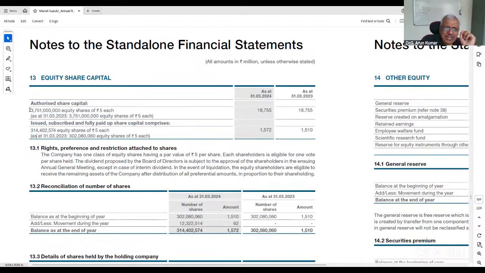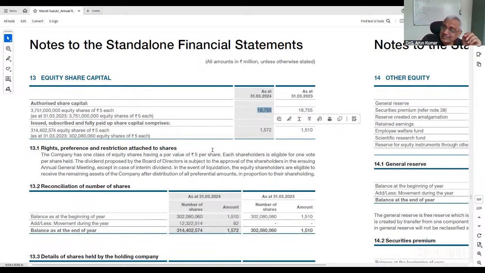Now authorized means the company is authorized to issue so many equity shares. That is 3751 followed by about 6 zeros, that is, the number of equity shares of the value of 5 rupees each. It is eligible to issue, and it can issue to the extent of, if you multiply this by 5, about 18,755. That is what is authorized.